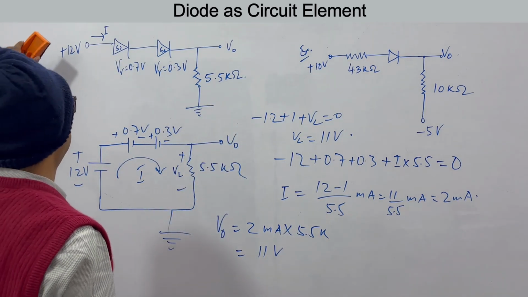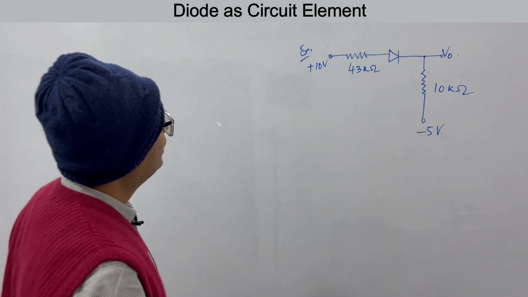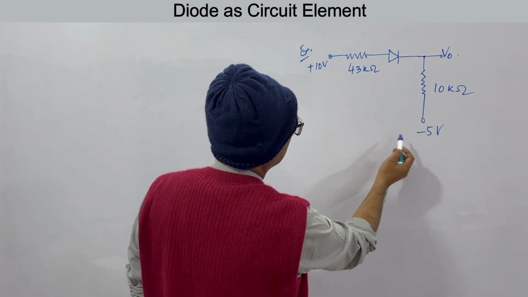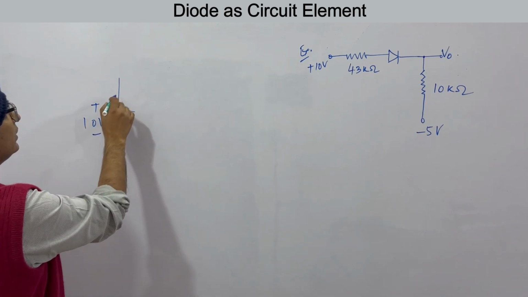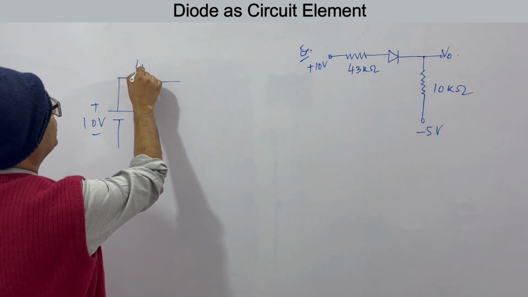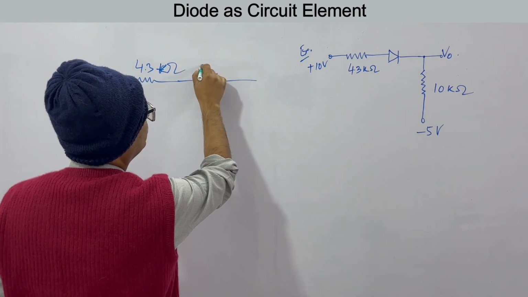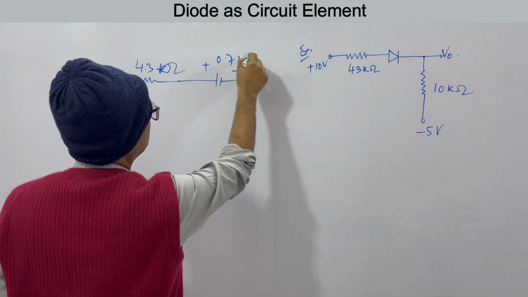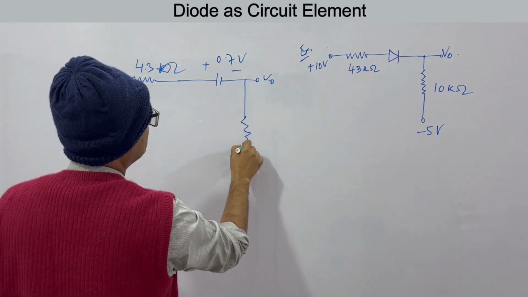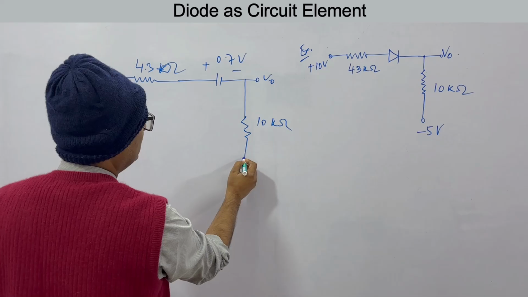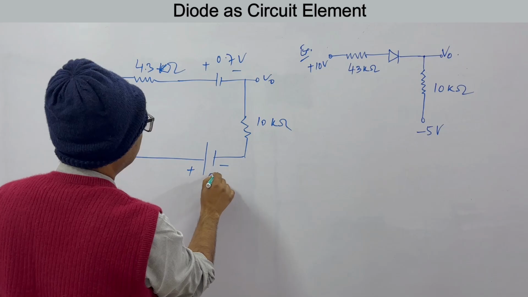Okay. Let's see the next question. It is plus 10 here, minus 5 here. So in the equivalent circuit, you will have this as plus 10 volts. This is your first resistor, 4.3 kilo ohms. This is plus minus 0.7 volts. Okay, let's say V gamma is 0.7. This is your V output. This is 10 kilo ohms, and here you have a minus plus source, minus 5 volts.